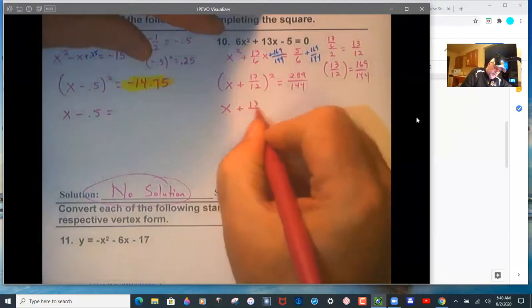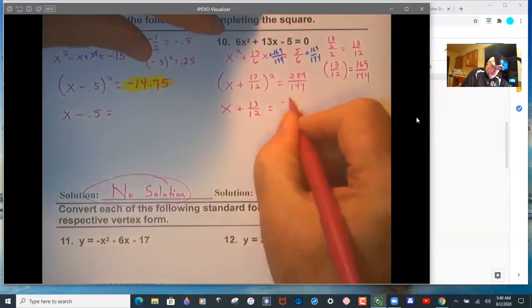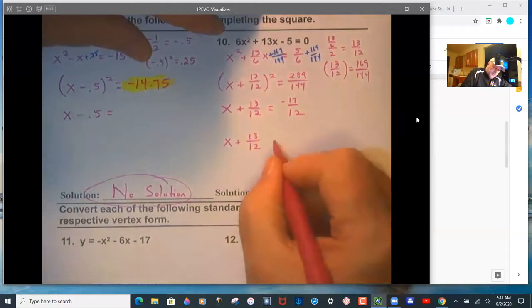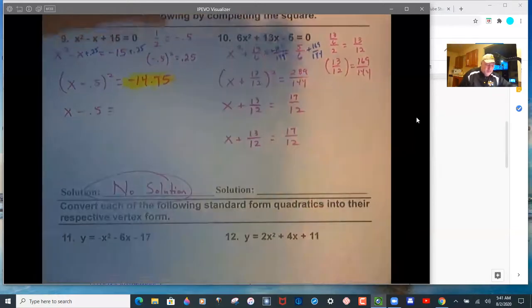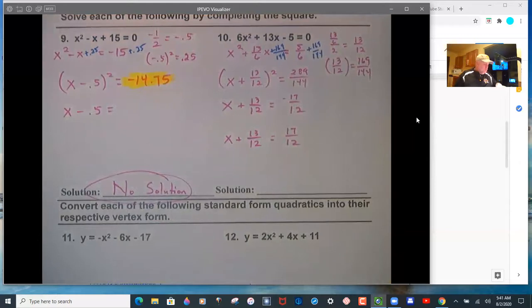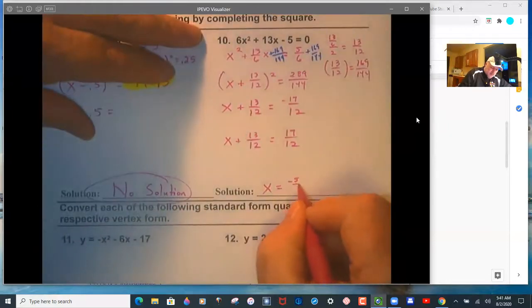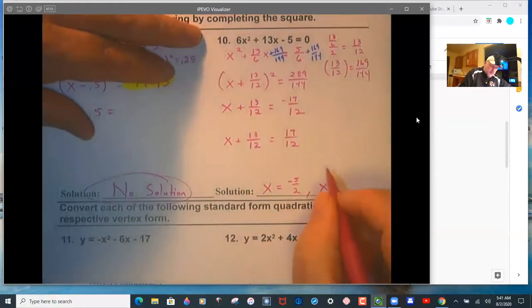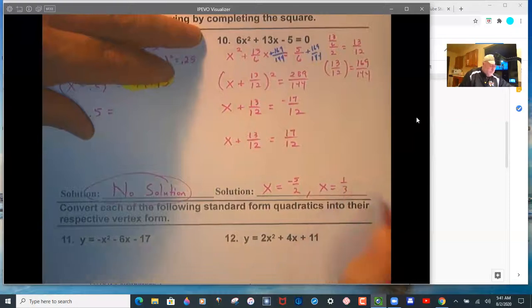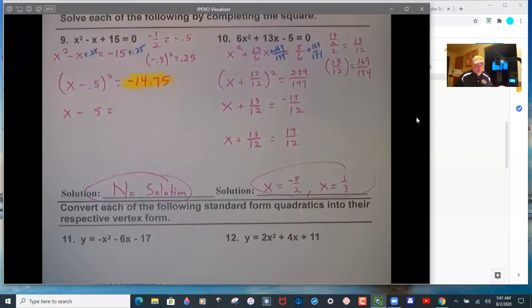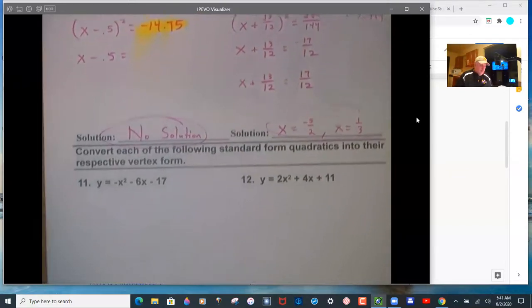So x plus 13/12, excuse me, equals -17 over 12, or +17 over 12. So top one, -30 over 12, is -5 over 2 reduced. And then the bottom one, 4 over 12, is 1/3. So again, you may have to use a calculator to do that subtracting to figure that out.